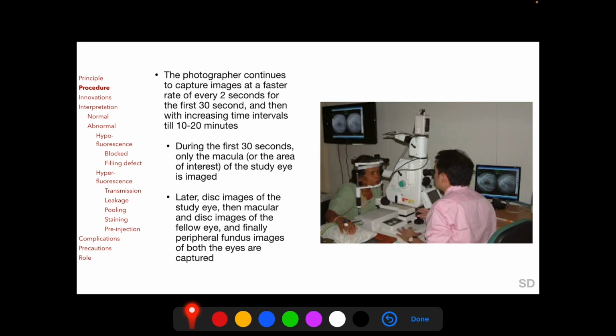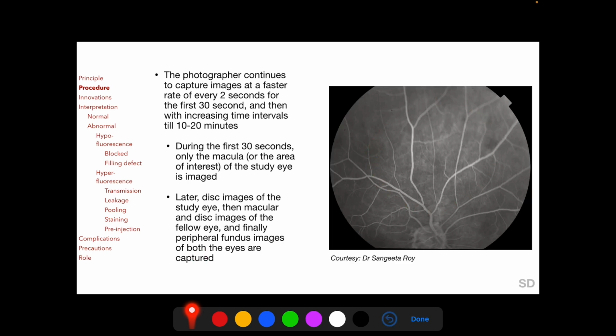The photographer continues to capture images at a faster rate of every 2 seconds for the first 30 seconds, and then with increasing time intervals between captures till 10 to 20 minutes. During the first 30 seconds, only the macula or the area of interest of the study eye is imaged. Later, disc images of the study eye, then macular and disc images of the fellow eye, and finally peripheral fundus images of both the eyes are captured. This photograph is a fluorescein angiogram of the peripheral fundus.